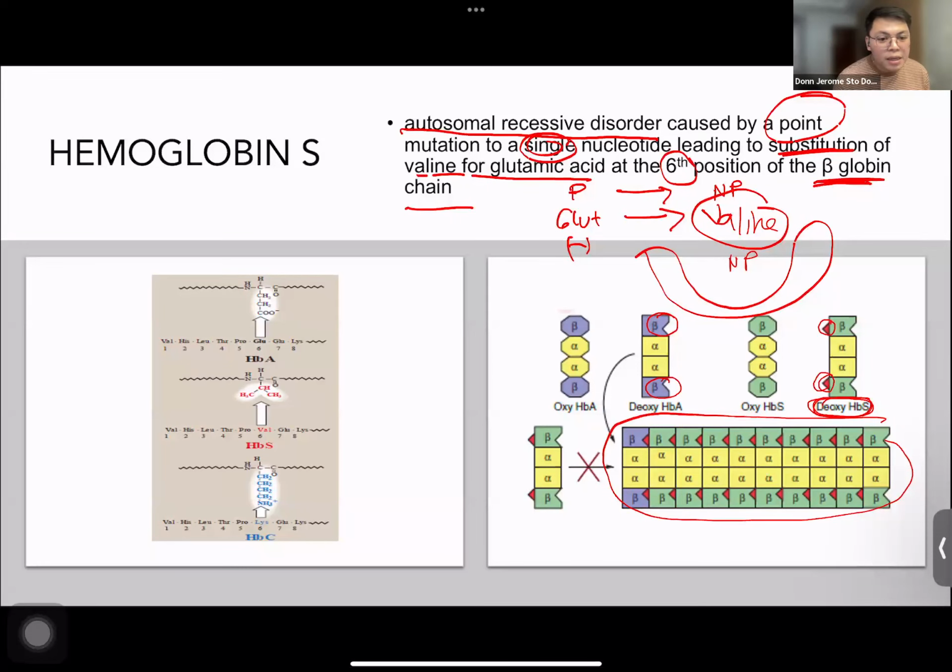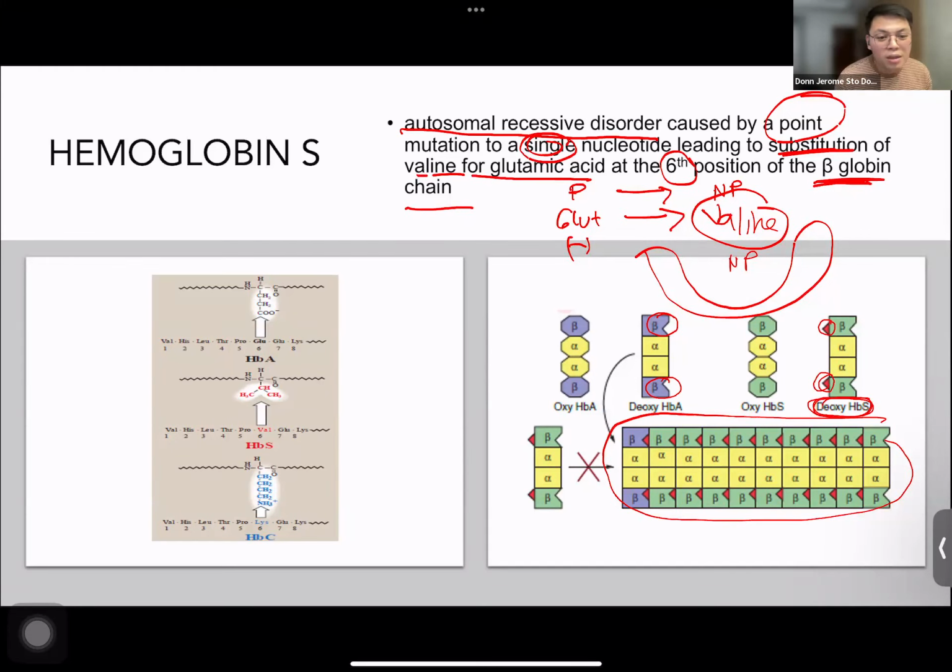They will sickle. And because of this sickling, we can observe the different clinical sequelae of your sickle cell disease. The sickled RBC is not pliable, unlike the normal biconcave RBC, which is very pliable. So when they pass through capillaries, especially the sinusoids of your spleen, they get trapped there, die there, and hemolyze there. So depending on the organ where it lodges or gets trapped, that will give you the clinical symptom.